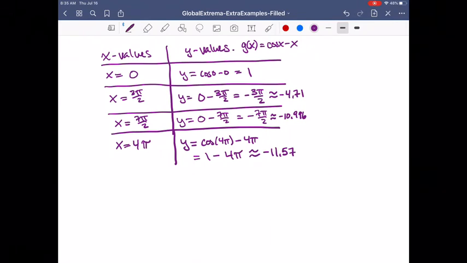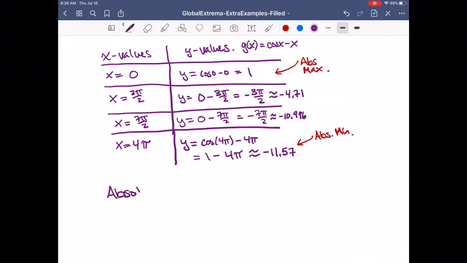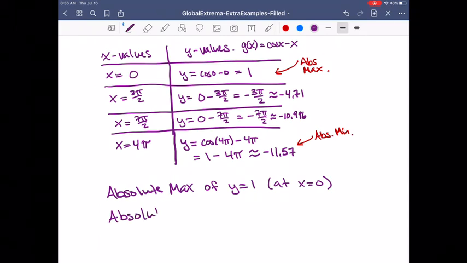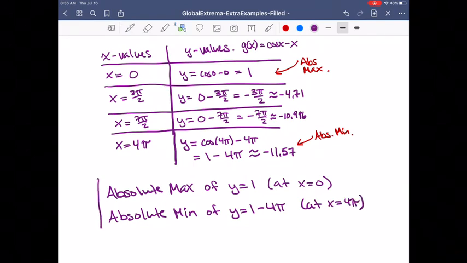Okay, so because we know they exist, this 1 actually has to be the absolute max because all the other ones are negative. And 1 minus 4 pi is the absolute min because it's the smallest one. So we have an absolute or global maximum of y equals 1, which happens when x is 0. Notice that the absolute extrema here happened at both the endpoints, so neither of the critical numbers were the global max and min. We have an absolute minimum of y equals 1 minus 4 pi, and that's when x equals 4 pi. So those would be our global extrema values.